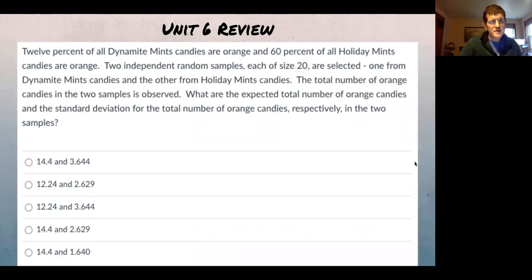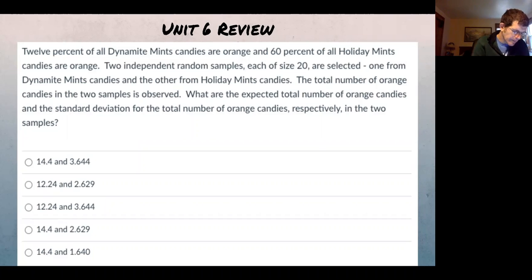All right, 12% of all Dynamite mint candies are orange, and 60% of all holiday mint candies are orange. 2 independent random samples, each of size 20, are selected, one from Dynamite mint candy, the other from holiday mint candies. The total number of orange candies in the 2 samples is observed. What are the expected total number of orange candies and the standard deviation for the total number of orange candies, respectively, in the 2 samples?